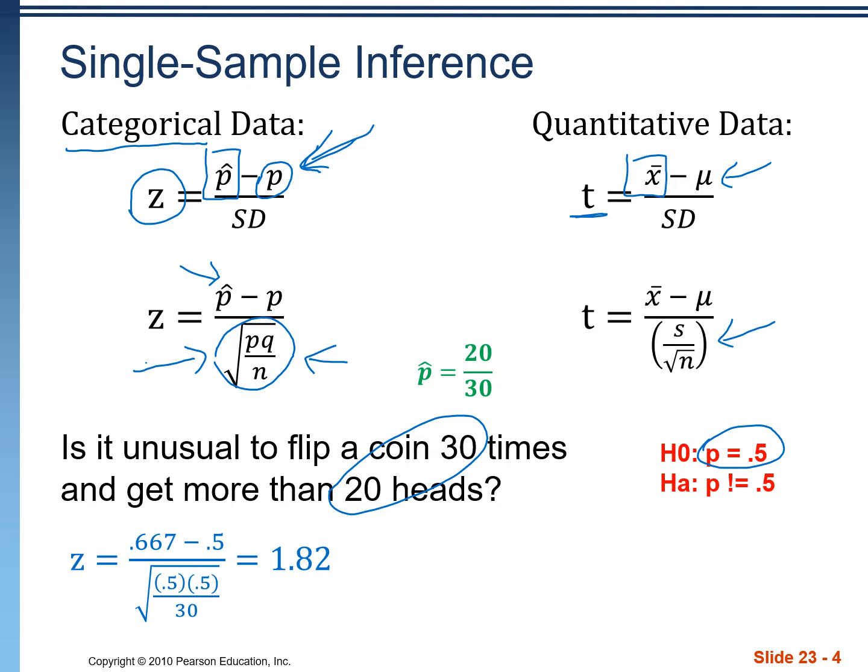So we get a z-score of 1.82, and from that we could find a p-value, or just from that z-score we know that this is not an unusual result because it's not more than 2 standard deviations from the mean. It's going to give us a p-value over that 5% alpha level.